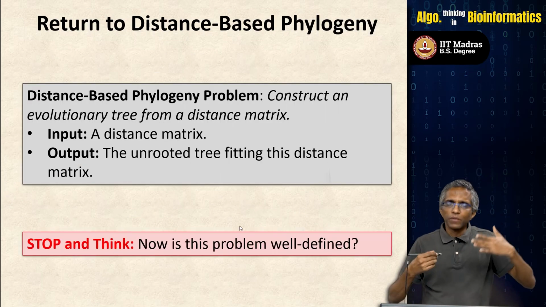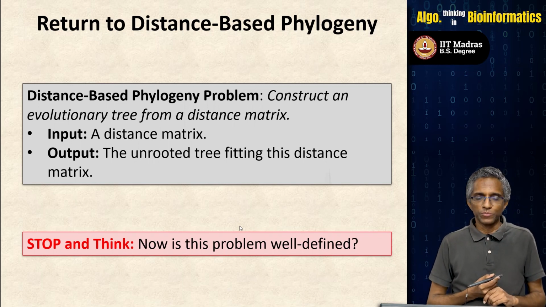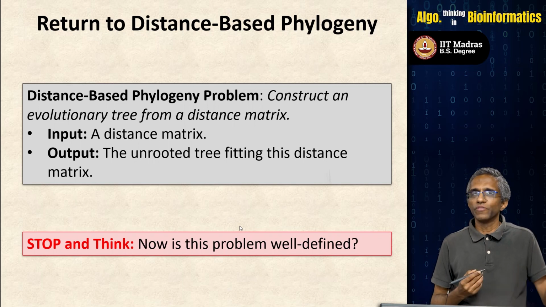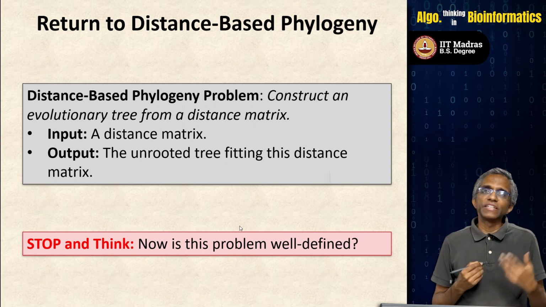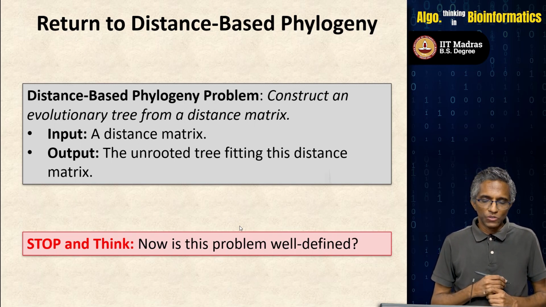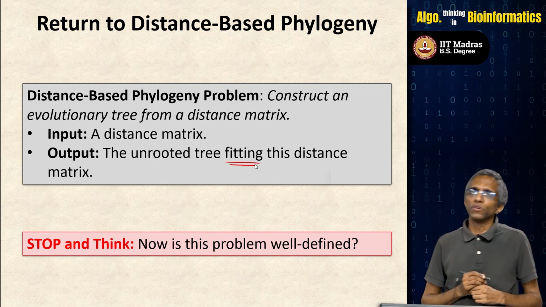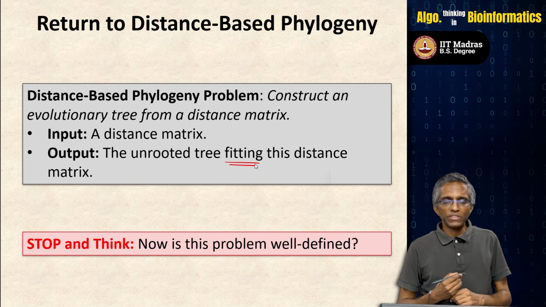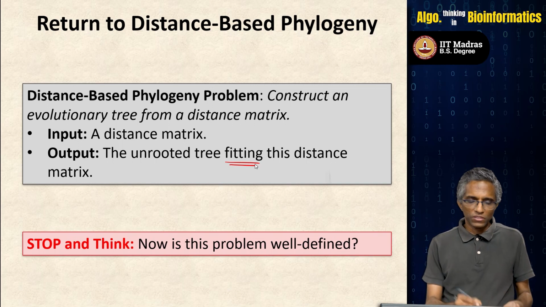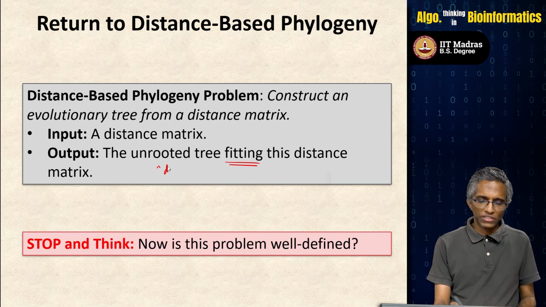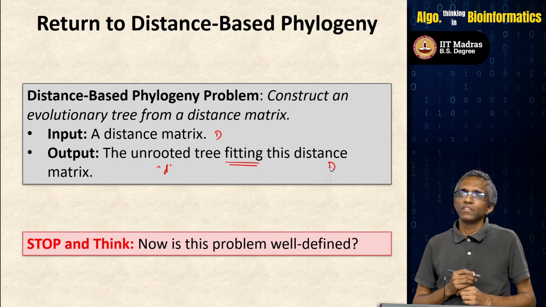Now let us come back to the distance based phylogeny. We want to construct an evolutionary tree from a distance matrix. The input is a distance matrix coming from a sequence alignment, for instance, and you want the output to be an unrooted tree fitting this distance matrix. Okay. So by fitting, now we have clarified what it is. So we have removed the quotes. You want the tree distance, or the distance between every pair of species implied by the tree, which is this small d, to match, well, let us call this capital D, to be equal or same as the capital D.